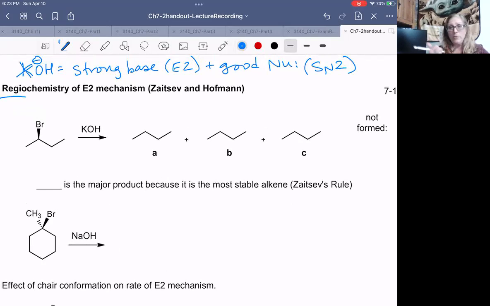When we do an E2, remember we're losing HBr, we're losing the leaving group and a neighboring hydrogen. So over here, I could see that I have a hydrogen, and I have a hydrogen. I have two different beta hydrogens. And both of those protons can be eliminated, and they're going to lead to different products. So let's label this as HA, and we'll label this as HB.